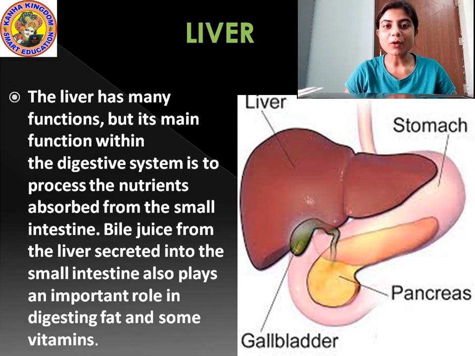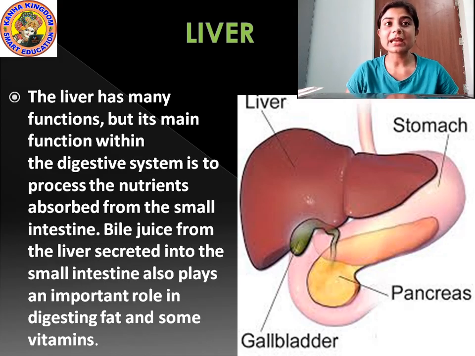So students, now our next organ is the liver. Can you see the picture of the liver? In the slide, it is the dark maroon colored organ, that is the liver. So now students, how does this liver help in the process of digestion? What is the function of this liver?